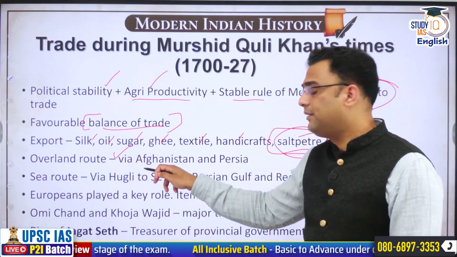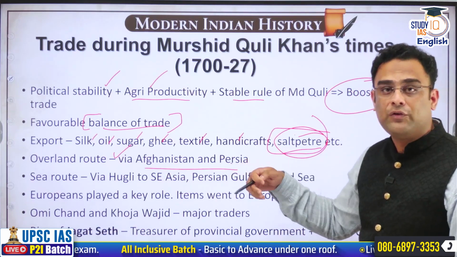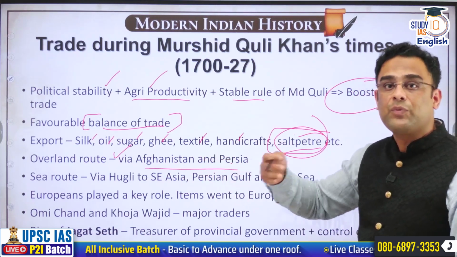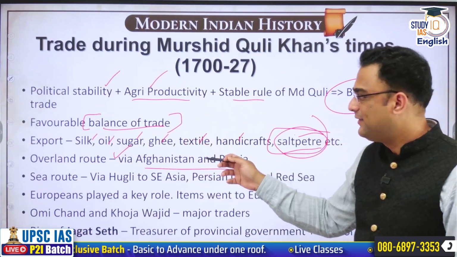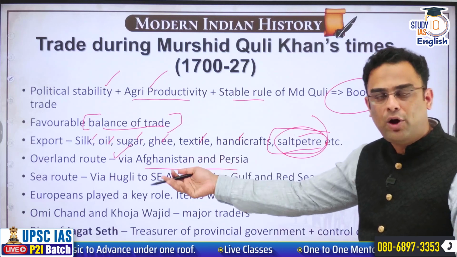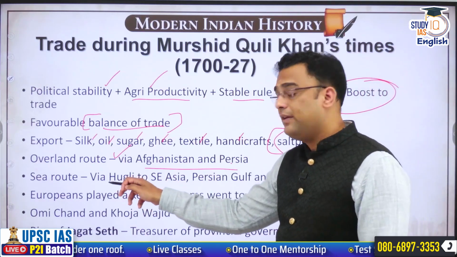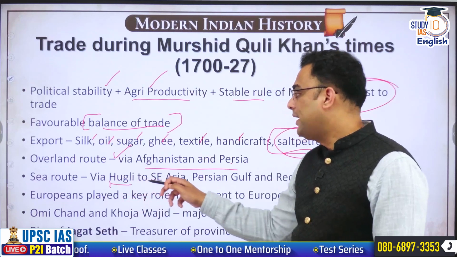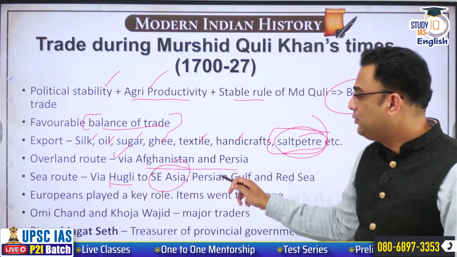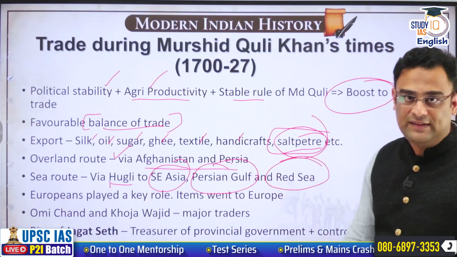An overland route connected Bengal with Afghanistan and Persia. So even in those times, the distance was huge, but nevertheless, there was an overland route which did connect the products of Bengal with the markets of Afghanistan and Persia. And the sea route, of course, was famous. Via Hooghly, it was connected to Southeast Asia, the Persian Gulf, as well as the Red Sea.